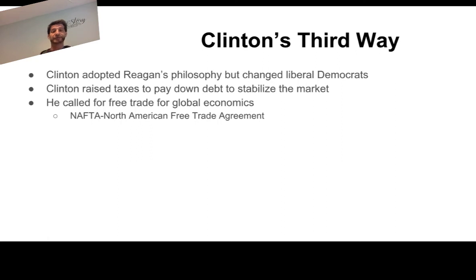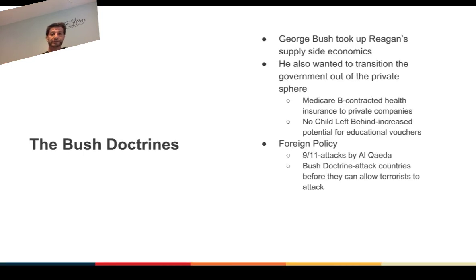So, for example, he raised taxes, which goes against Reagan's philosophy. Why did he do this? Not to help out programs for the poor, but to pay down debt to stabilize the market. He also called for free trade for global economics, like, for example, NAFTA, the North American Free Trade Agreement, lowering tariffs in order to create more free trade. That then led to the Bush doctrines.